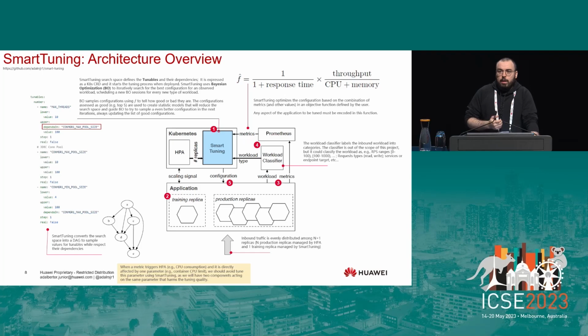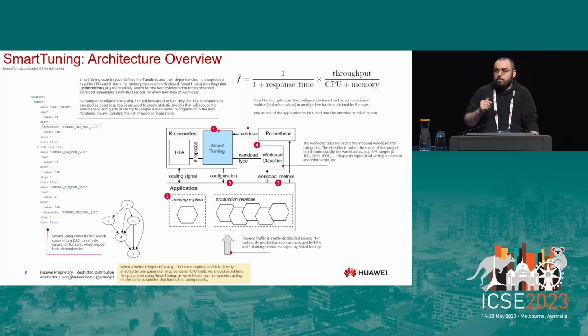So we have Smart Tuning, and Smart Tuning employs Bayesian optimization to do this tuning. What you want to tune is modeled by this objective function. As you can see here, it's a math formula where we can put any metric that can be observed in our system. So if you want to minimize something, we put it in the denominator. But if you want to maximize something, we put it in the numerator of this fraction. And we can model anything that can be observed. For the search space, we define it based on the parameters that we can tune. In our project, we limited these parameters to environment variables. So anything that can be changed by environment variables can be adjusted by Smart Tuning.